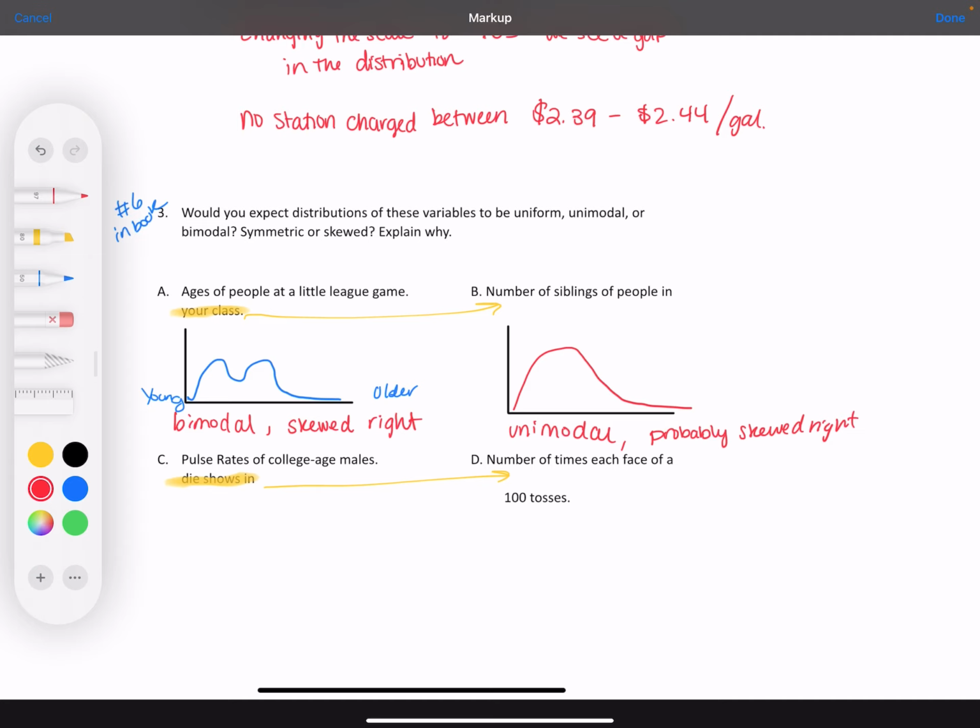So I don't understand how to know whether it's skewed or not. I'm starting to understand why it would be bimodal and unimodal, but I don't understand how to know whether it's skewed or not. Well, skewed is if all the data goes to like one side or the other. But why would it go to one side or the other? I just don't understand. Because in this case, how many people in our class have like 10 siblings? No one.